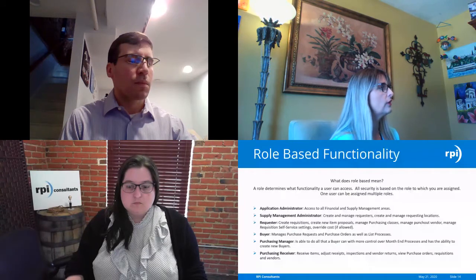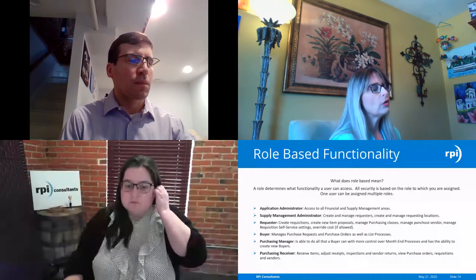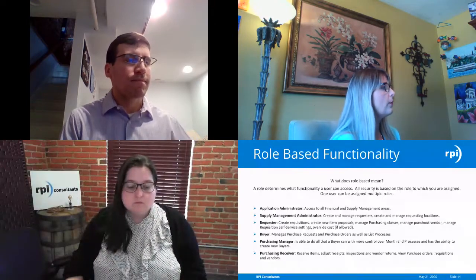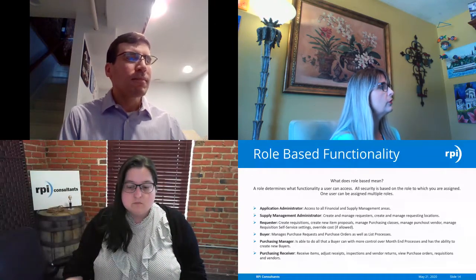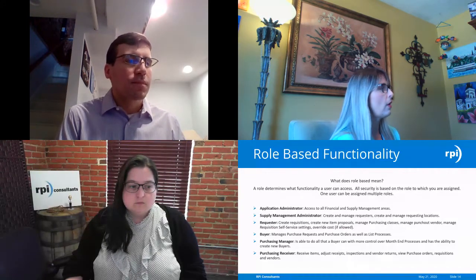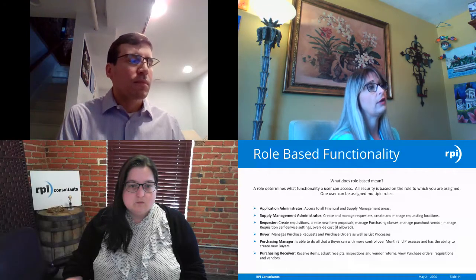Roles ensure the user has access to the information and the system resources they need to perform their job, but only the resources they need. Here you see a listing of some of the roles and the access for each. If you'll notice, the buyer role can manage purchase requests and purchase orders, as well as list processes, which mainly contain reports that the buyer would access. However, the purchasing manager is able to do all of the buyer functions, but they have more control over the month-end processes, and they also have the ability to create new buyers.